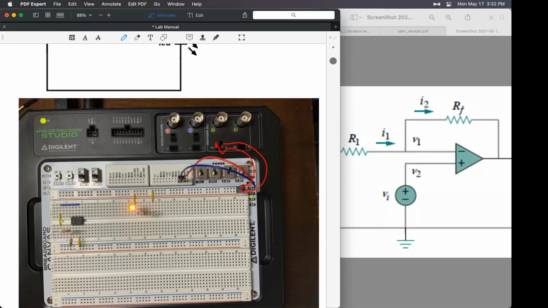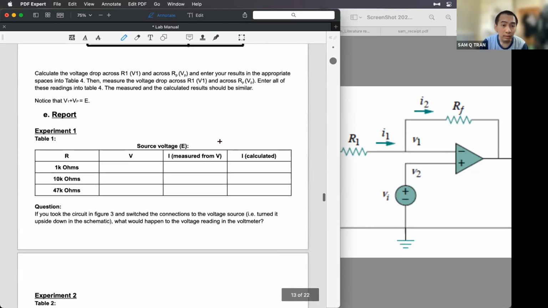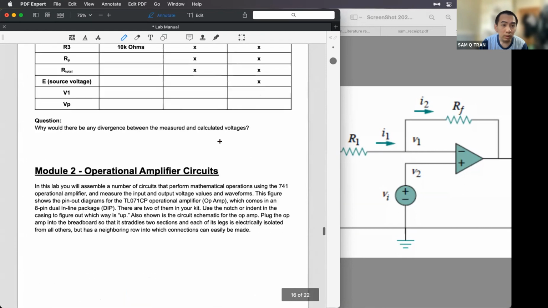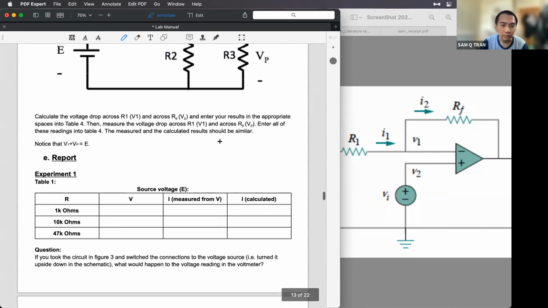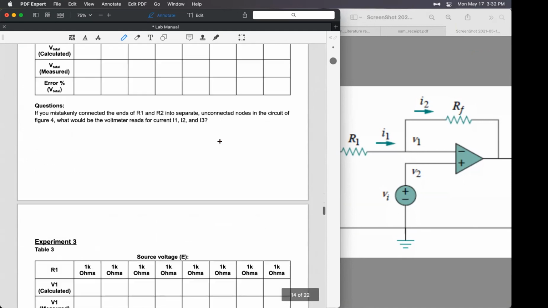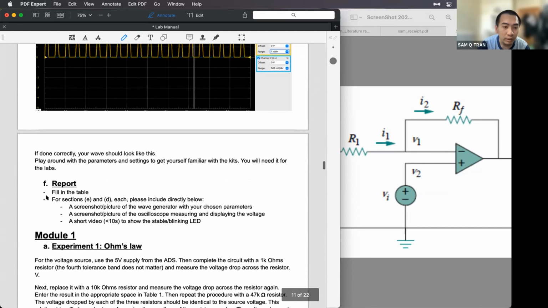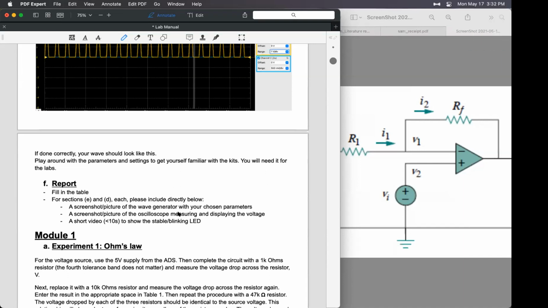And do we need a picture of the oscilloscope for this one? Yeah, I think I said that in the lab report. I didn't? Well, okay, I will need to add that. I think I said that in the submission part, but apparently I forgot. Oh yeah, it's up there. Like I said in the report, fill in the table, and then a screenshot of the wave generator and the oscilloscope as well. So yeah, I said that. Even for the DC?